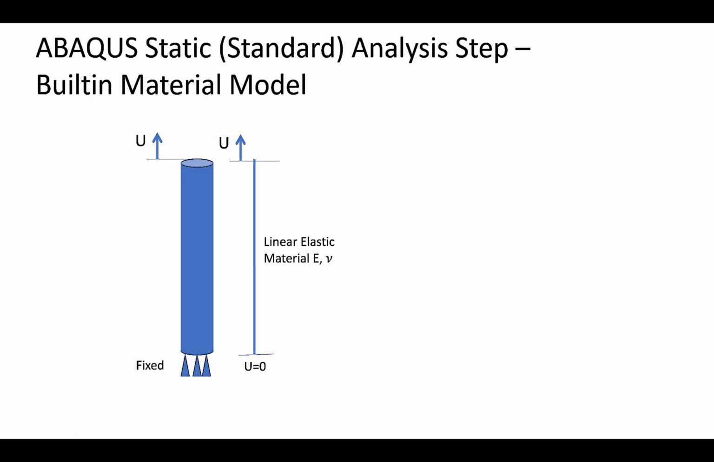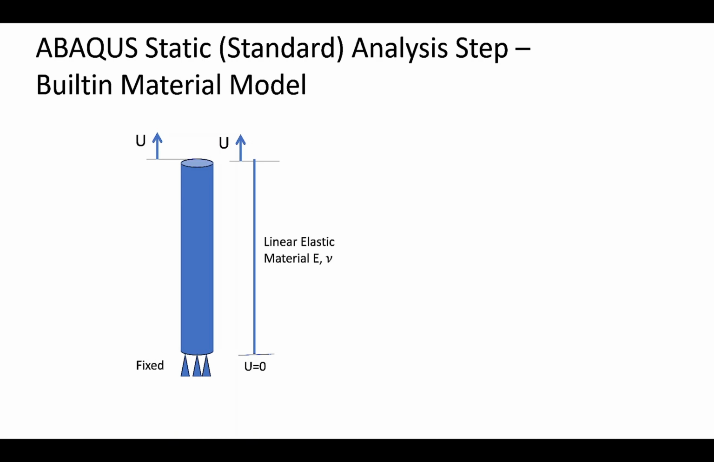To explain the concept of a user material subroutine better, we will consider an Abaqus static analysis step. Imagine you have a rod made up of some linear elastic material, with Young's modulus and Poisson's ratio as the properties. It is fixed at one end and you are pulling the sample from the other direction, so it's kind of a uniaxial test. In terms of boundary conditions, we have u equals 0 at this end, and a boundary condition u on the other side. It's a static problem and we are trying to solve this.